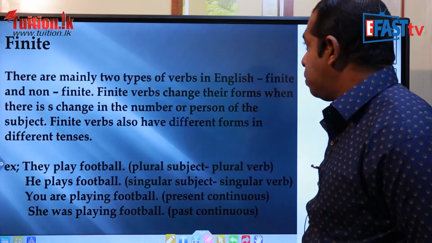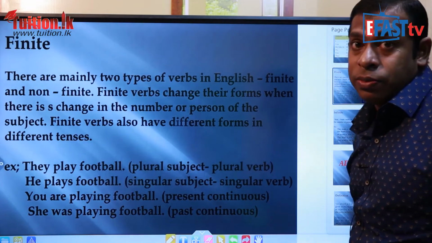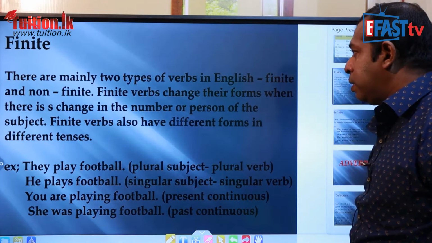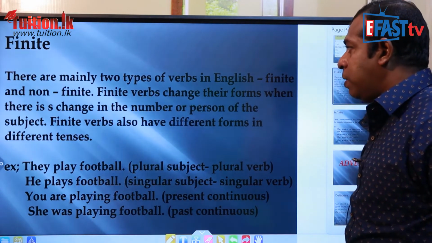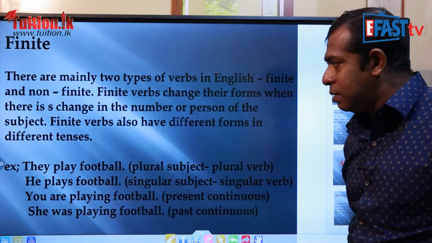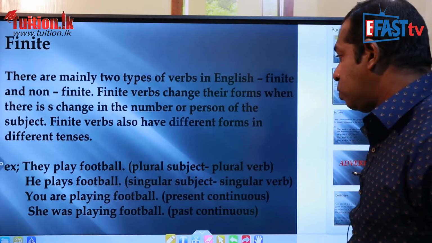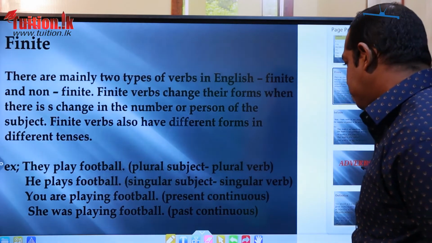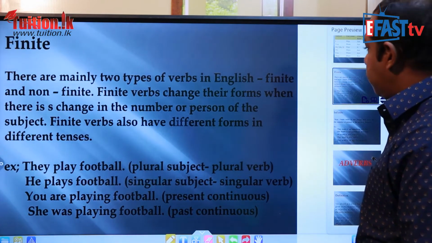So next thing we can discuss is finite verbs. There are mainly two types of verbs in English, finite and non-finite. Finite verbs change their forms when there is a change in the number or person of the subject. Finite verbs also have different forms in different tenses. Example: they play football, he plays football, you are playing football, she was playing football. So here we can study finite.